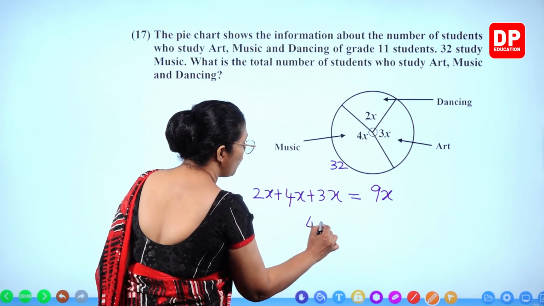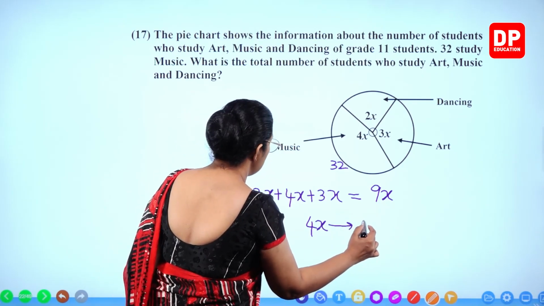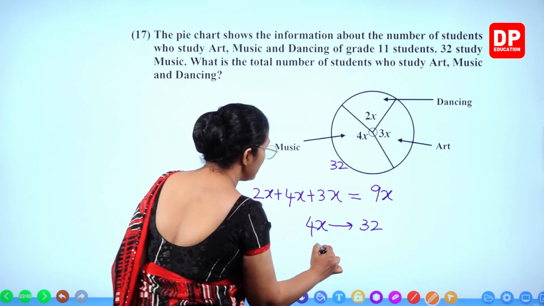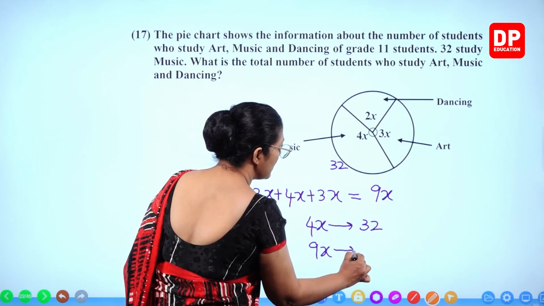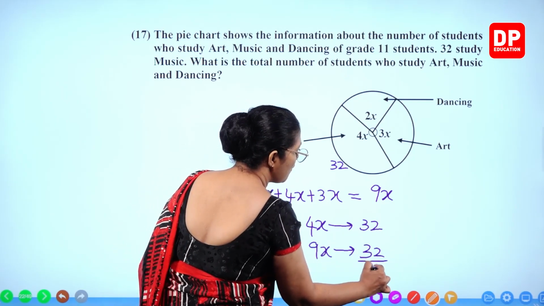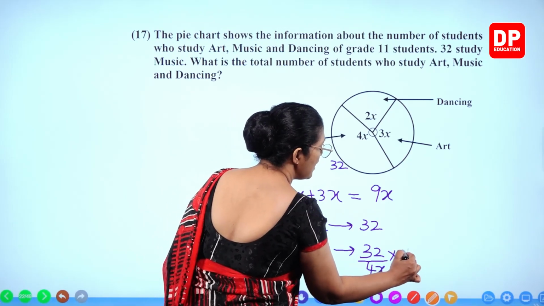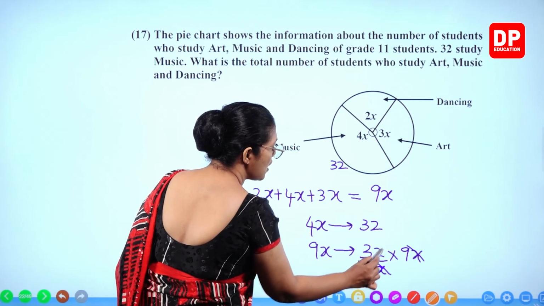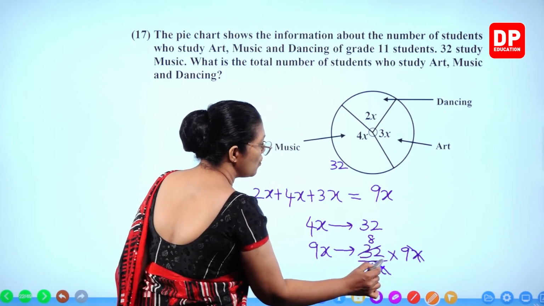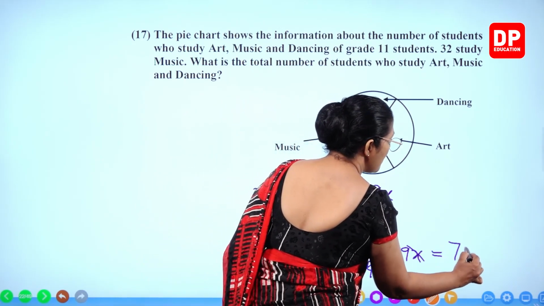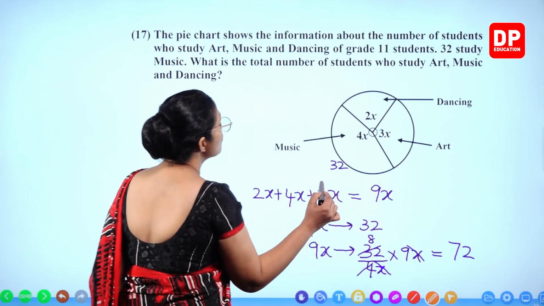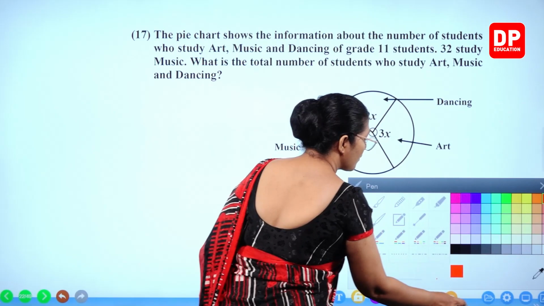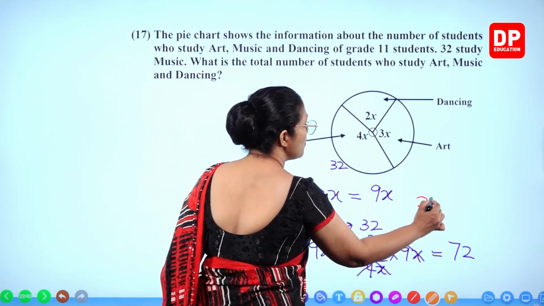So you can write, 4x means 32. What about 9x? 9x is the total. 32 divided by 4x multiplied by 9x. x and x get cancelled out. 4 times 8, 32. 8 times 9, 72 students are there. So you get 2 marks there.